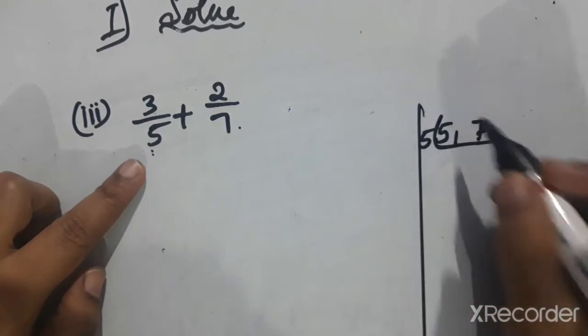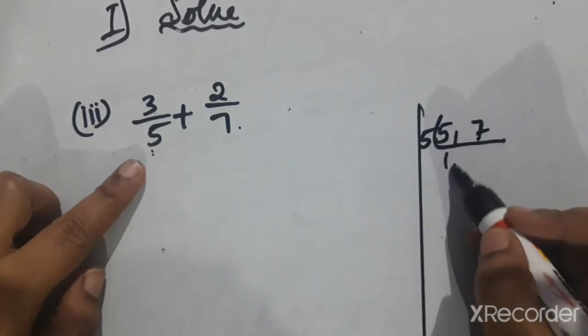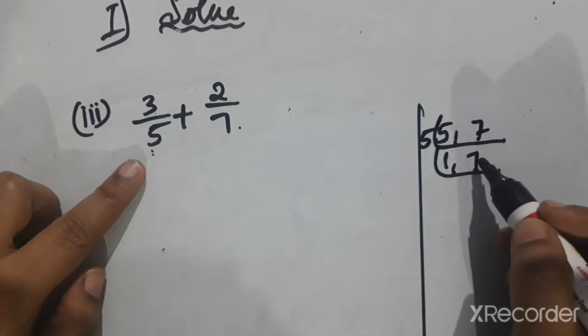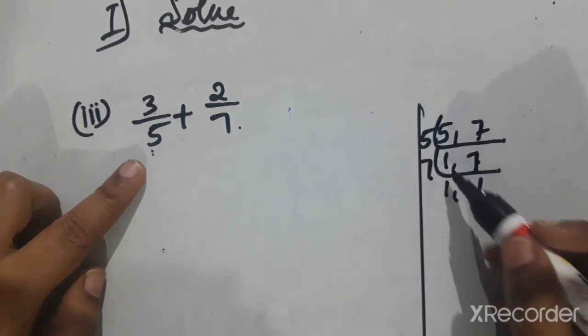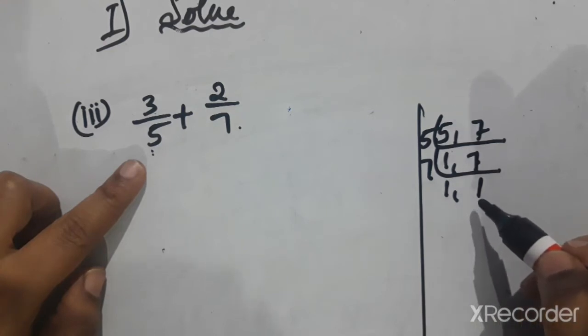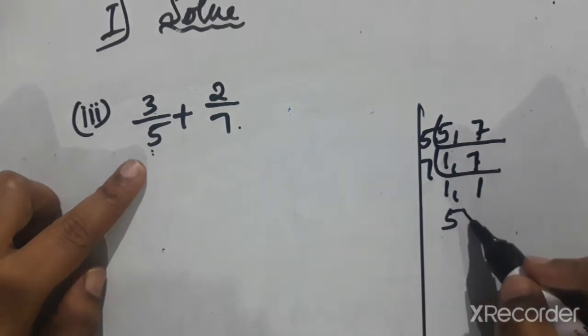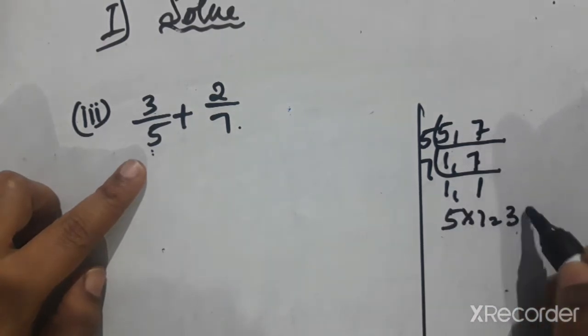Which table does it multiply? 5 ones are 5, 7 as it is. Again 7 ones are 7, so at last we have to get 1 as the remainder. Now 5 into 7, 5 sevens are 35.